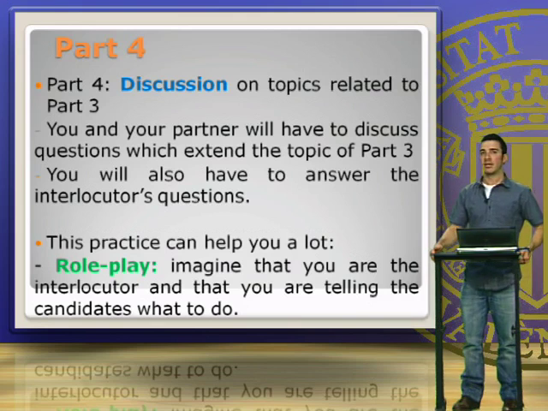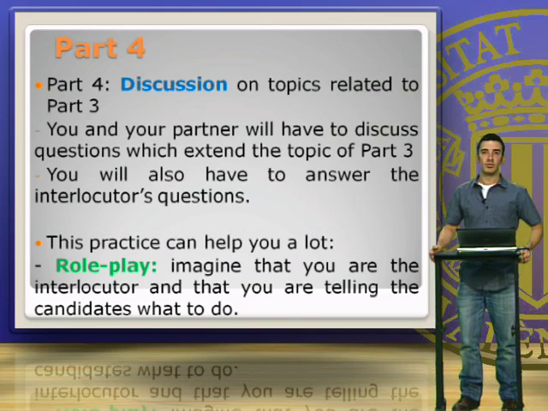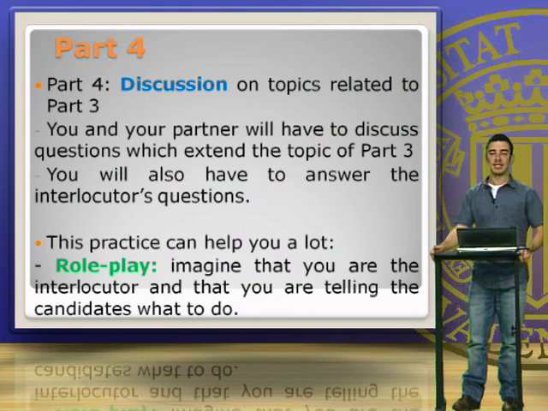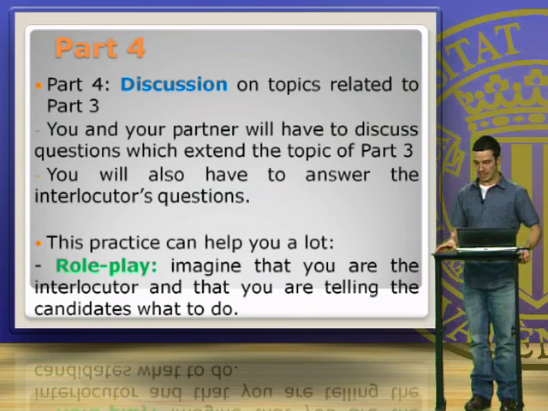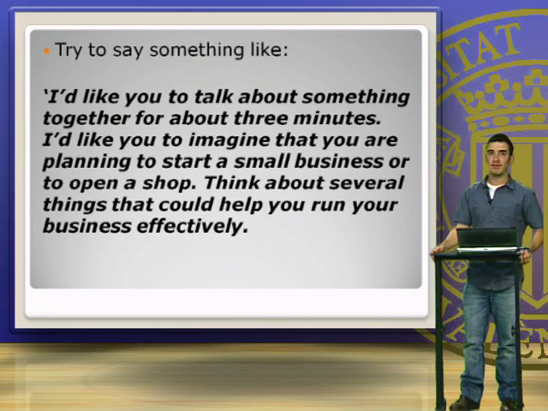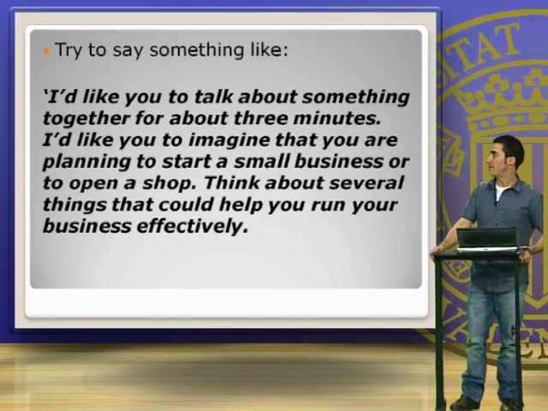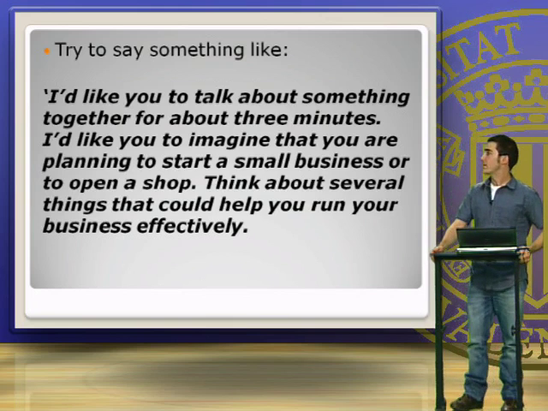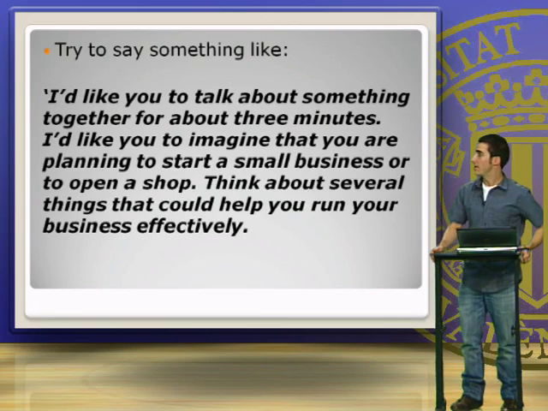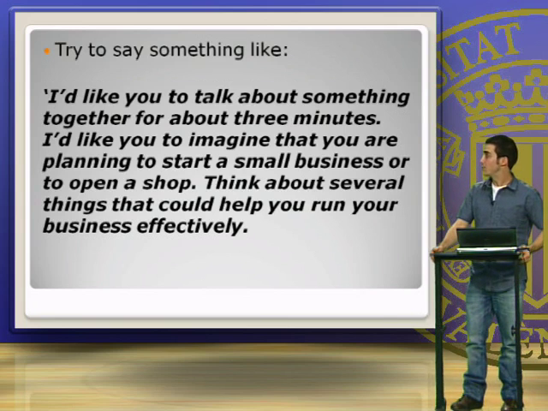Now we present an activity that could be very helpful for you when preparing for this part of the official examination. It is a role play. Here you have to imagine that you are the interlocutor and that you are telling the candidates what to do. So imagine that. If you are not very imaginative today, I can show you something you can say. For example, I'd like you to talk about something together for about 3 minutes. I'd like you to imagine that you are planning to start a small business or to open a shop. Think about several things that could help you run your business effectively.